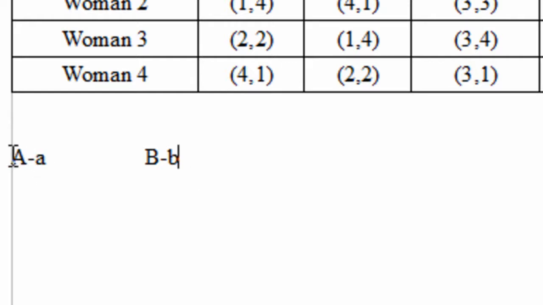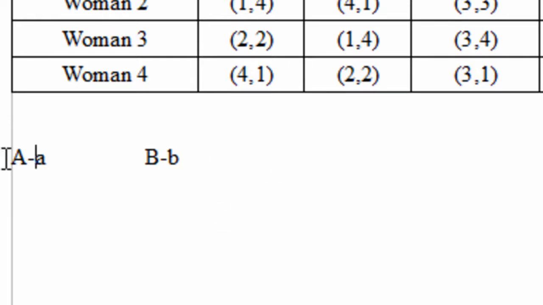Now, say the only way that this could be unstable is if woman A prefers man B over man A. The only way this could be unstable is if man B also prefers woman A over woman B. However, if woman A prefers man B over man A, then she would have had to propose to man B before she had proposed to man A. However, since she's married to man A, this means that man B must have rejected her and thus prefers woman B over woman A.